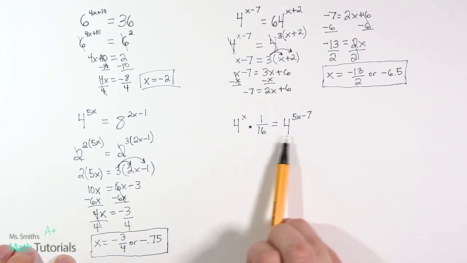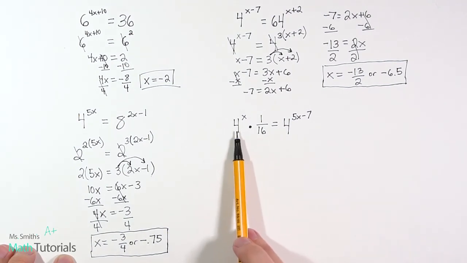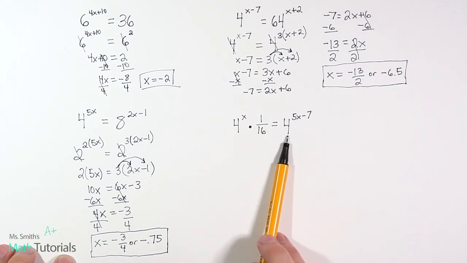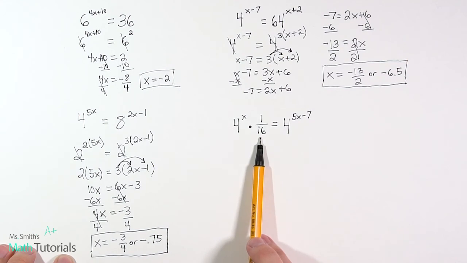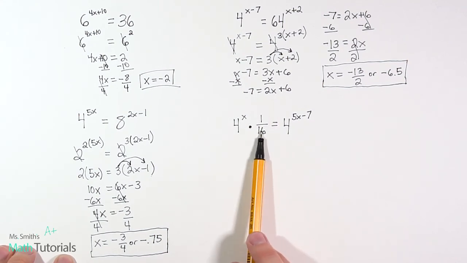Now, you'll notice this one looks way different than the other ones that we've had. Just taking in some observations here, I have a like base of 4 here and a like base of 4 here, but then we've got this weird times 1/16 thrown in the middle here. I definitely don't want to deal with a fraction. So this reaches back into our negative exponent law.